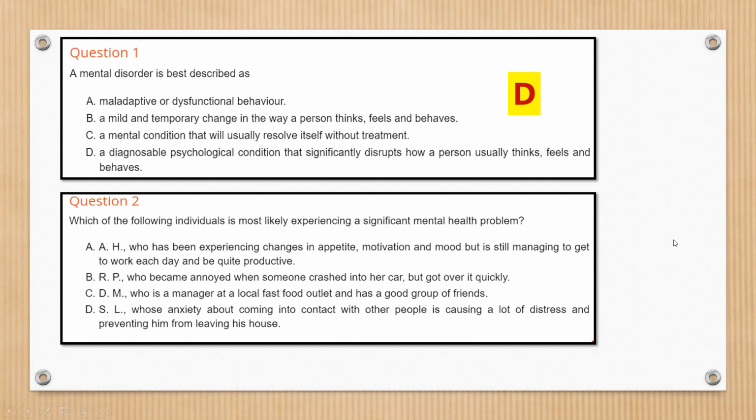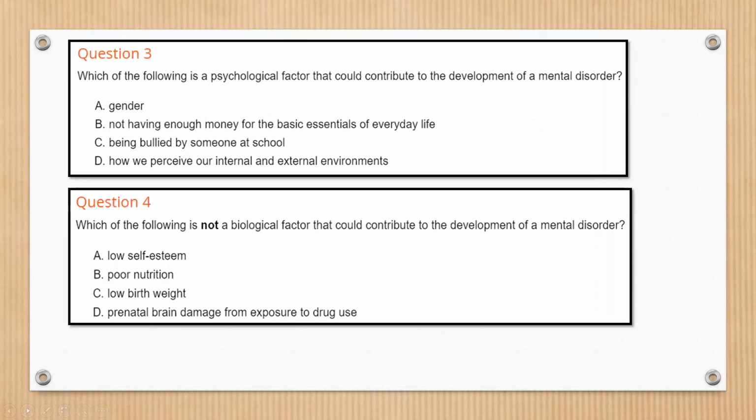So question 2, which of the following individuals is most likely experiencing a significant mental health problem? And your best answer there will be A, because A suggests that there are some changes in mood and motivation, but the person is still productive. They're still getting to work each day. So there's an indication that that person isn't experiencing a mental disorder and would be more likely to be experiencing a mental health problem. Okay, so moving on to the next multiple choice.